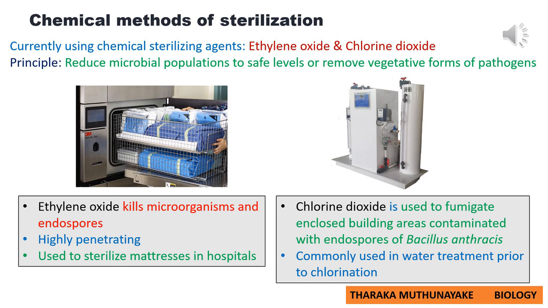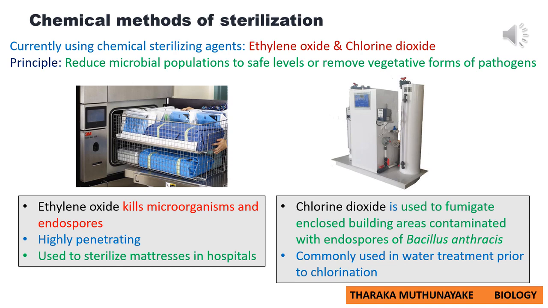At the beginning we said there are two basic methods of sterilization: physical methods and chemical methods. We already discussed physical methods of sterilization. Now we are moving to chemical methods of sterilization. Currently, ethylene oxide and chlorine dioxide are used as chemical sterilizing agents. These are actually gases. They are involved in reducing microbial populations to safe levels, or they remove vegetative forms of pathogens. Remember, vegetative forms of pathogens. So that's the principle, so underline it in your note.